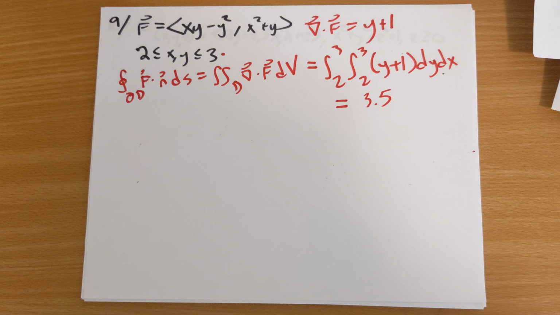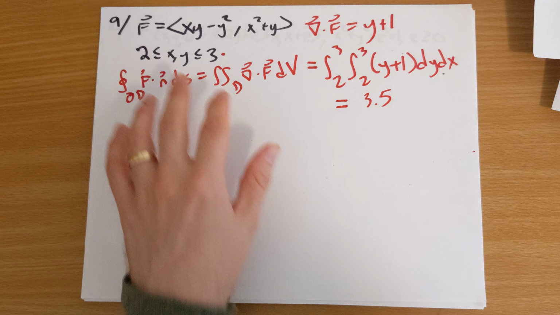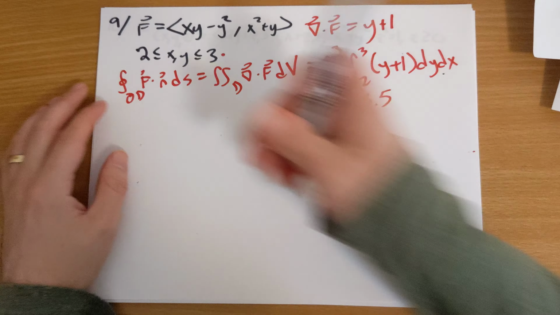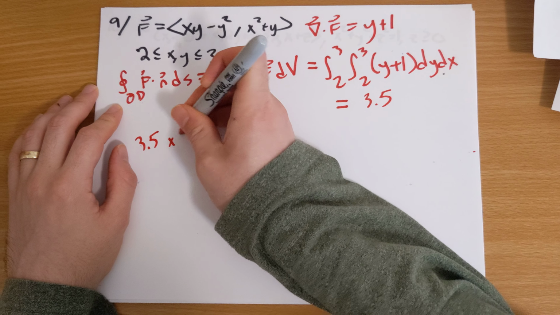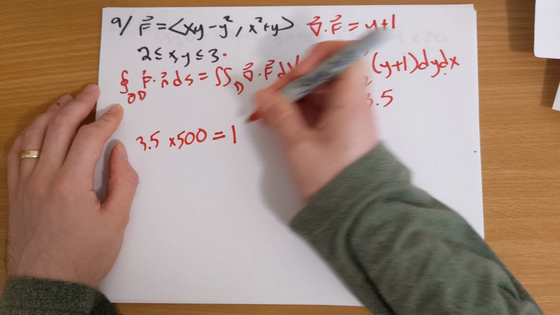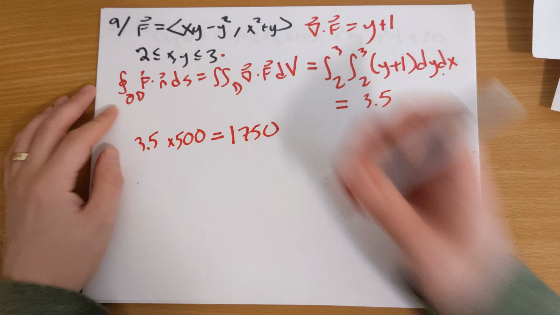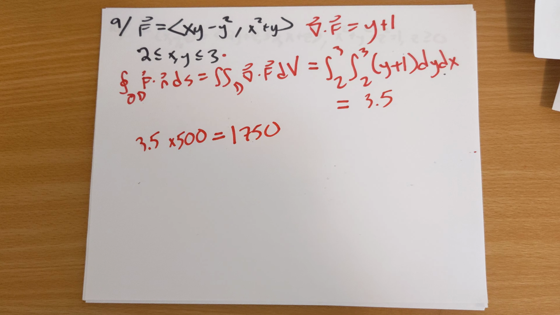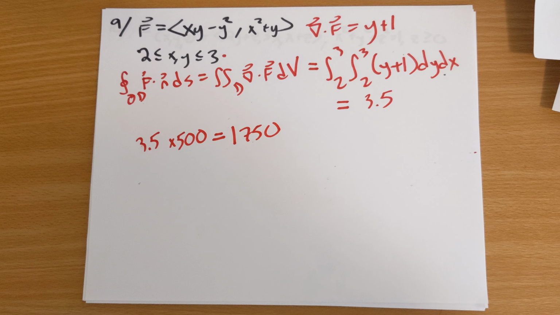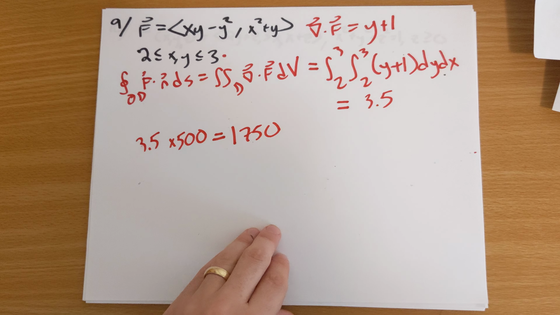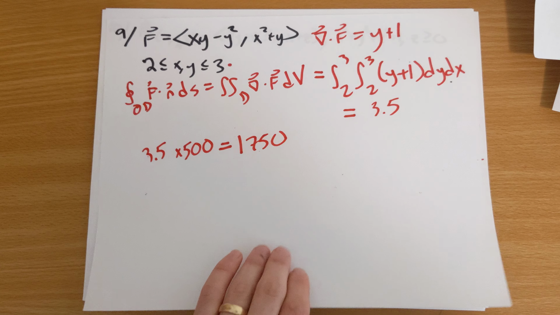Okay, but then we are told that there's a density rho of 500 buffalo per square kilometer. This region in question is 1 square kilometer, so we have to multiply our final answer by 500. So this would be 1,750 buffalo are leaving. It's positive, so they're leaving D per minute overall. Okay, so that is problem number 9, a fun little problem.